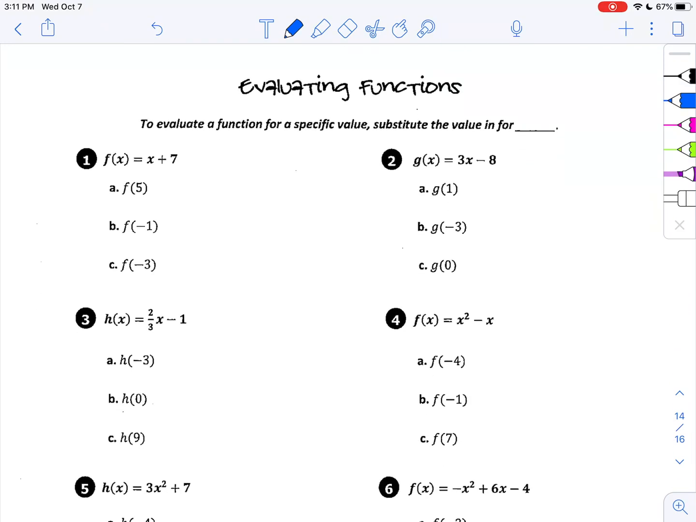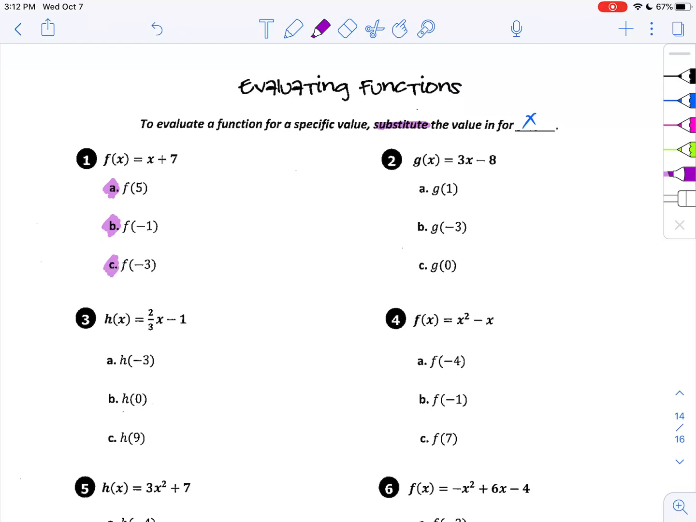To evaluate a function for a specific value, we're going to substitute in the value for x. So again, this is a skill that we have done before. However, it's written and the problems will look a little bit different. And these can get a little bit more complex than we've seen in the past. Taking a look at number 1, f of x equals x plus 7. We want to evaluate this function for not just one value, but for 3 values. We want to evaluate it for f of 5, f of negative 1, and f of negative 3.